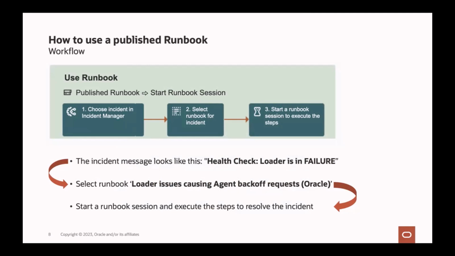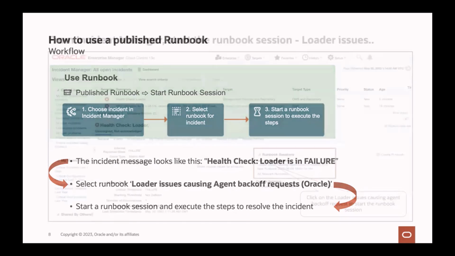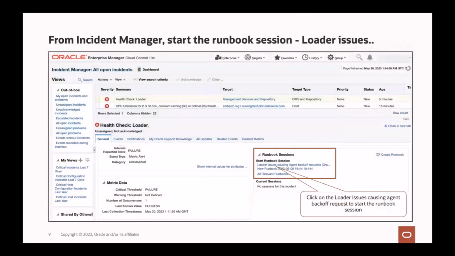So here, the EM administrator will receive an incident message like health check, loader is in failure. And they will select the published associated runbook called Loader Issues Causing Agent Backoff Request, and they will start the runbook session. This is your familiar incident manager page, and here you will see the health check incident for the OMS and repository target type, and below you can see the associated runbook where you can start the runbook session to resolve this incident. So click on the runbook name called Loader Issues Causing Agent Backoff Request.